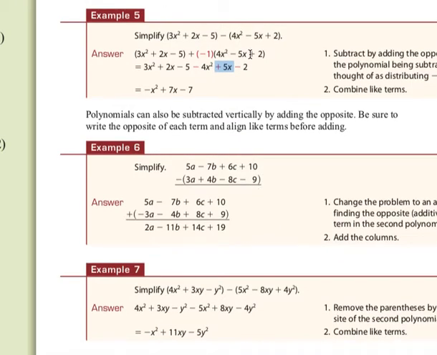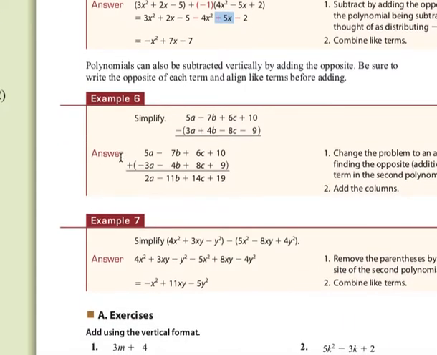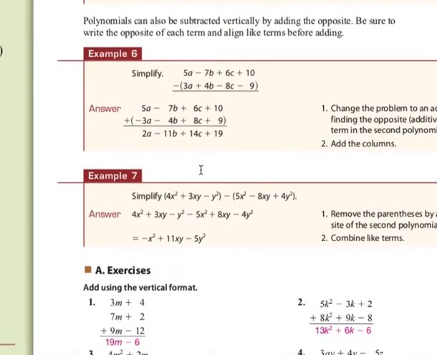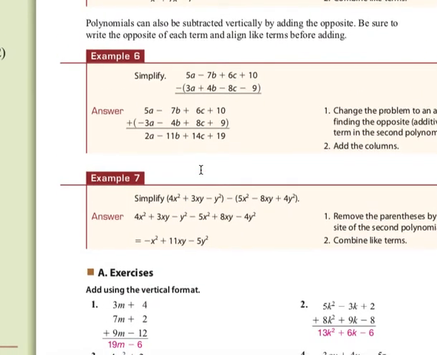So that was done horizontally. You can also set it up vertically, and this is where you'd be adding the negative. Okay, so this was positive 3, positive 4, negative 8, negative 9. You're changing that all around here, and then after you flip the signs, you add them like you would with the previous examples.